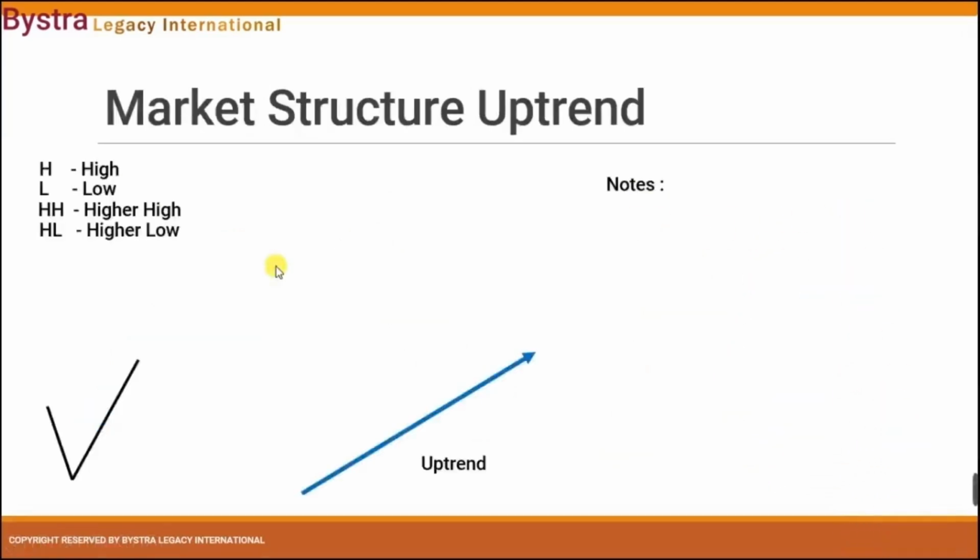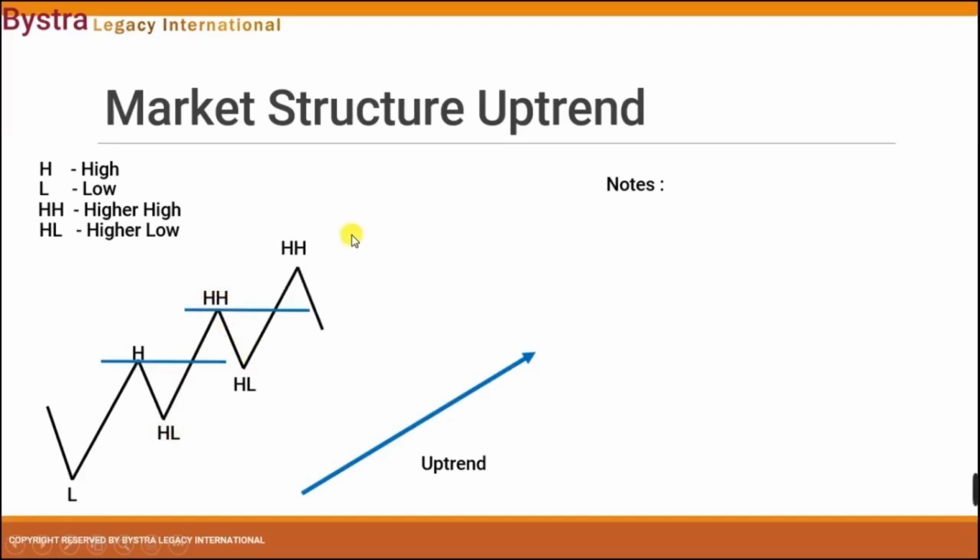Let's look at the market structure uptrend. Now remember this. You need to know the high, low, higher high, and the higher low. So normally price will form in an upwards motion, where it will continue to break the previous high. Once it breaks the previous high, at this bottom here, we'll mark it as the higher low. Price pulls back, and we mark this as the higher high, and price will continue to go upwards.